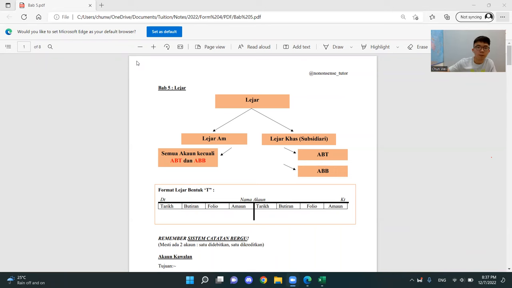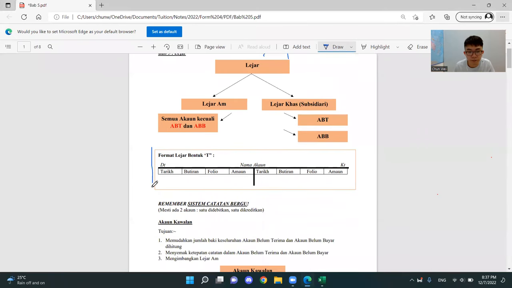So let's start. Bab 5, Lejar. When you see a Lejar, Lejar basically means T. All right, Lejar means T. What is T? T means this one. You see, so this is the format for Lejar. But T means Lejar, Lejar means T. You look at this thing, it's actually a shape of a T. That's why it's called bentuk T, or we call it Lejar.